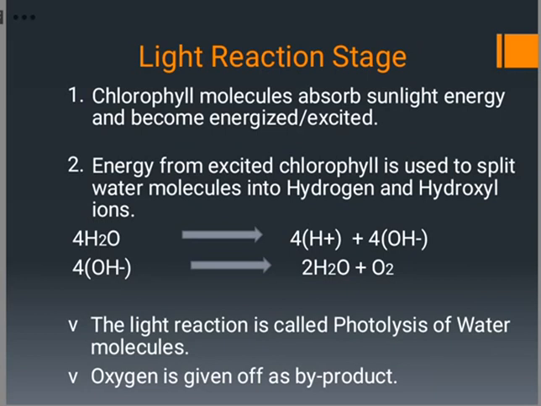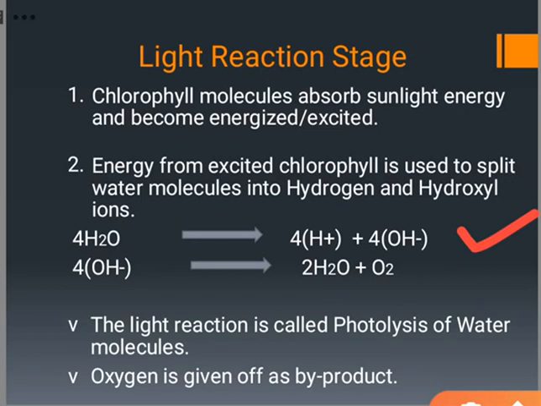Two, energy from excited chlorophyll is used to split water molecules into hydrogen and hydroxyl ion. So an excited chlorophyll releases energy, and that energy is used to split the molecule of water into hydrogen ion and hydroxyl ion. And the chemical equation representing that is what is shown here.